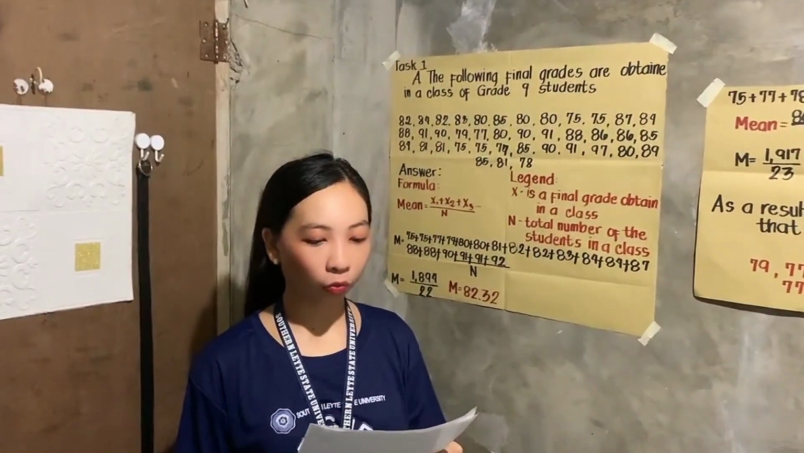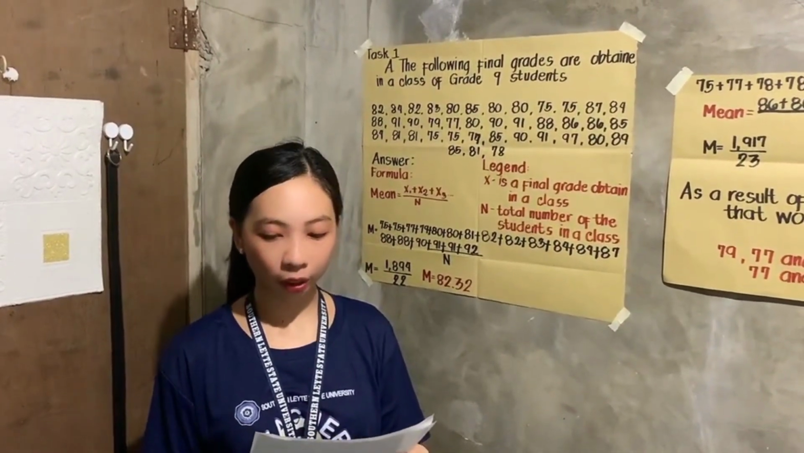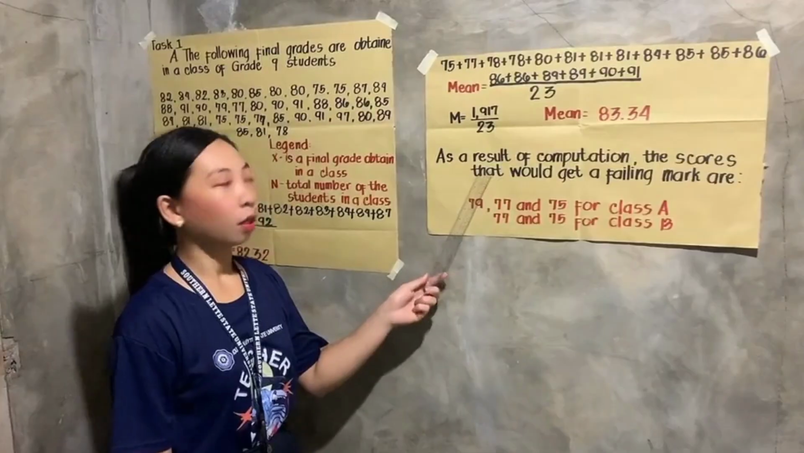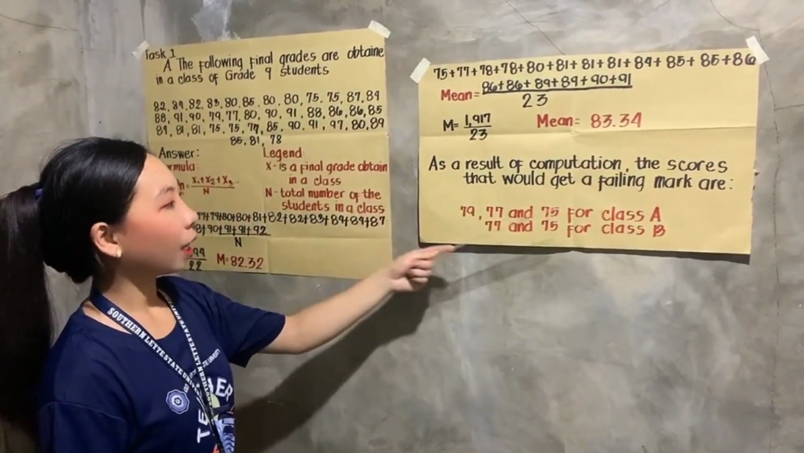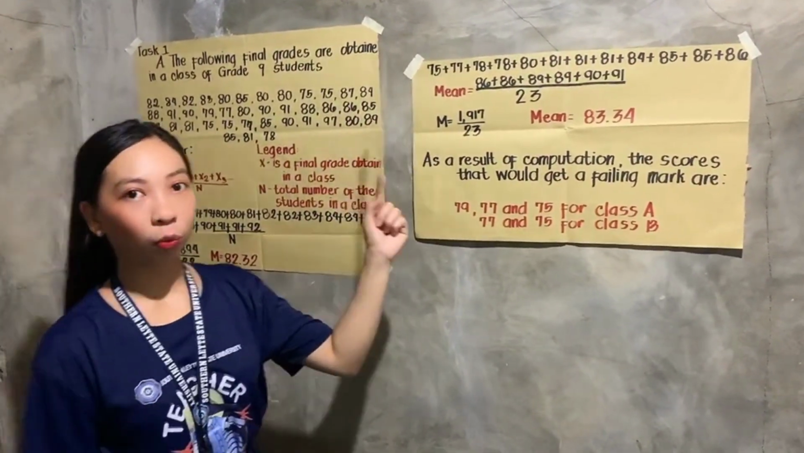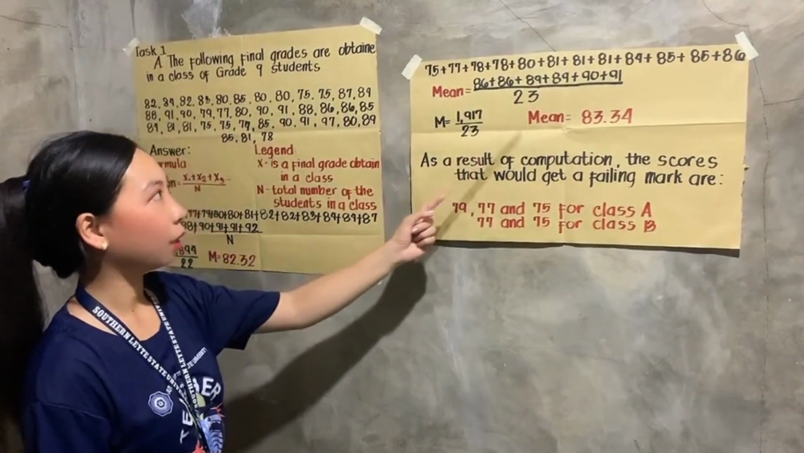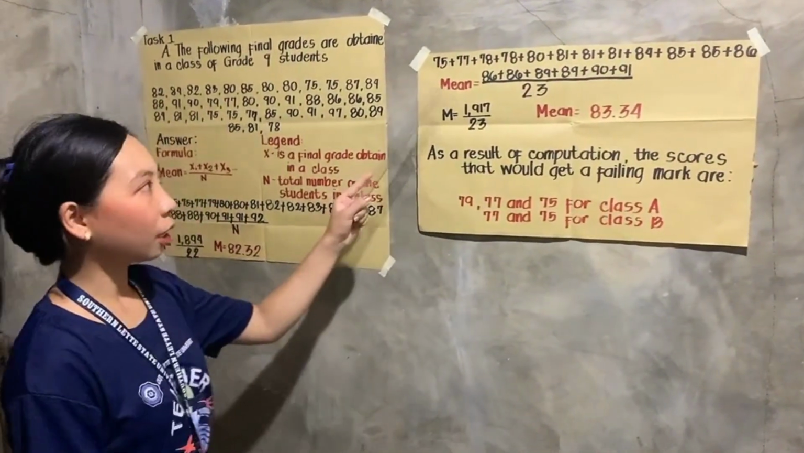Using the norm reference grading with a 7-point scale, determine the scores that would get a failing mark. What is your general comment on this? So these are the grades of grade 9 class B. It has already been arranged from lowest to highest grade. We're still going to use the same formula in getting the mean.